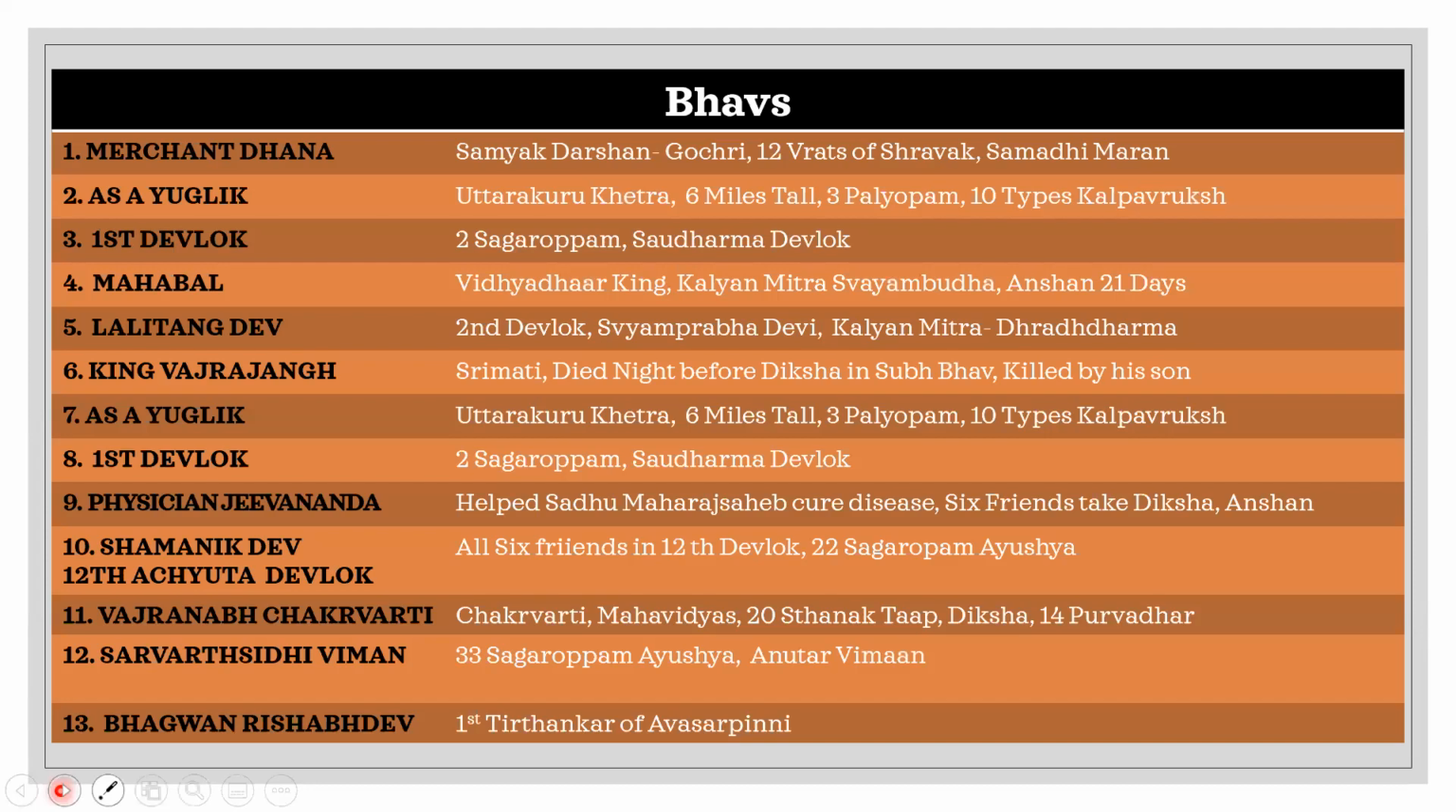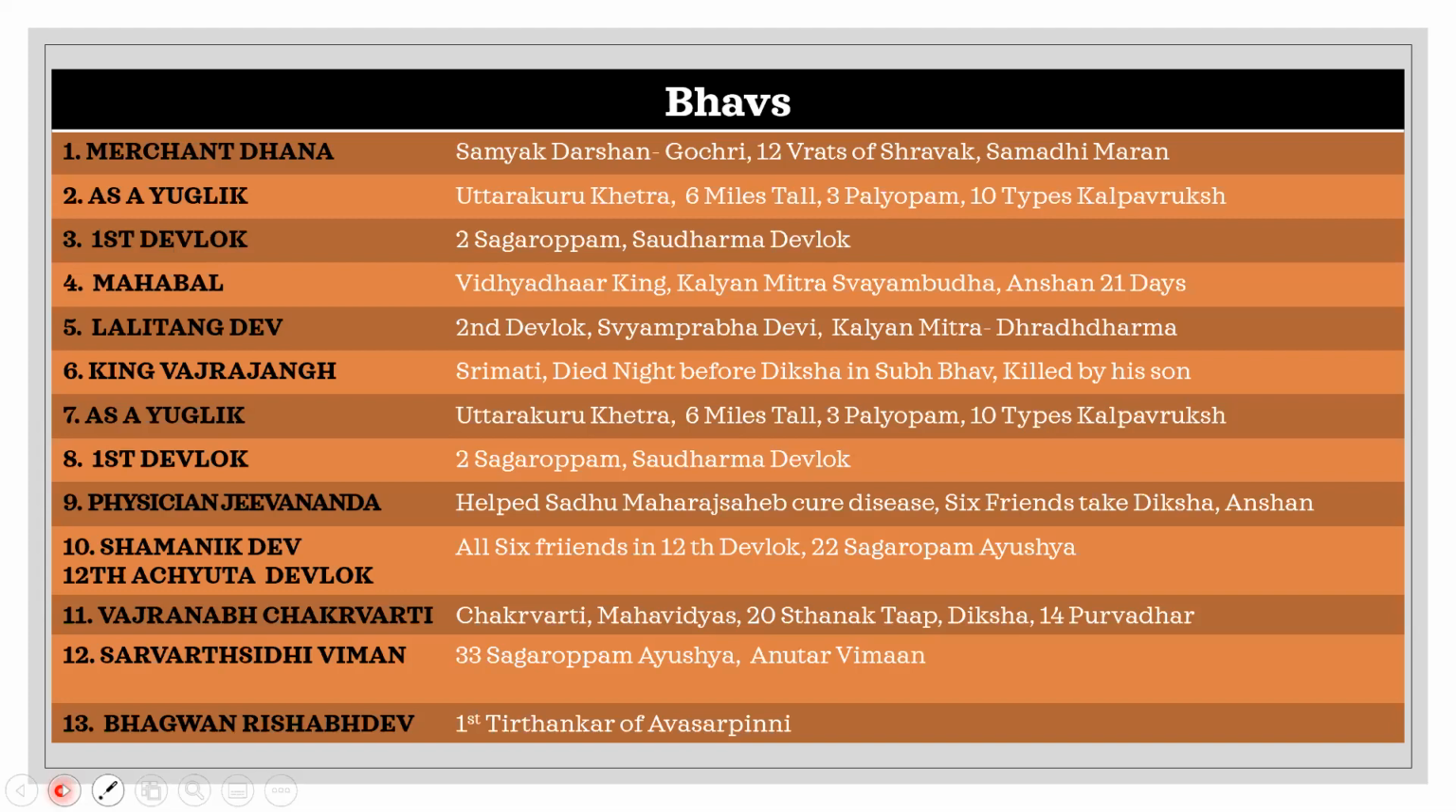So now we will come back to our Bhagwan Rishabhdev's Jeevan Charitra. So far, just for a small revision, we saw the first 12 bhavs in our last class. And we saw that in the first bhav, he was Dhanna Sartva, and while giving the Gochri, he got Samyak Darshan, and he also got Samadhi Manan. He took the 12 Vrats of Shravak in this bhav.